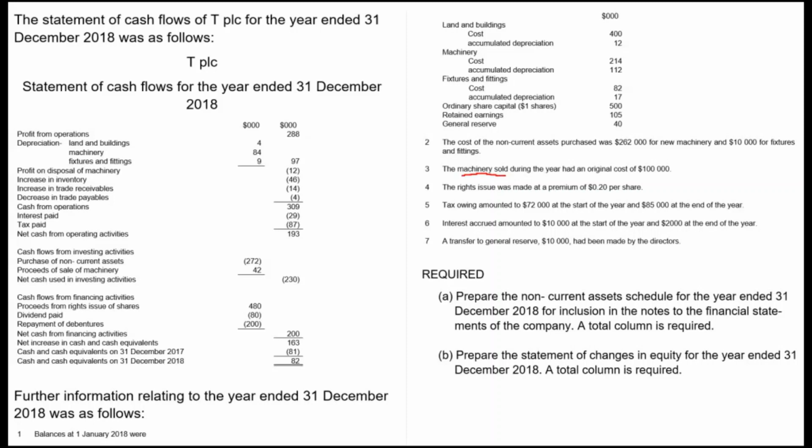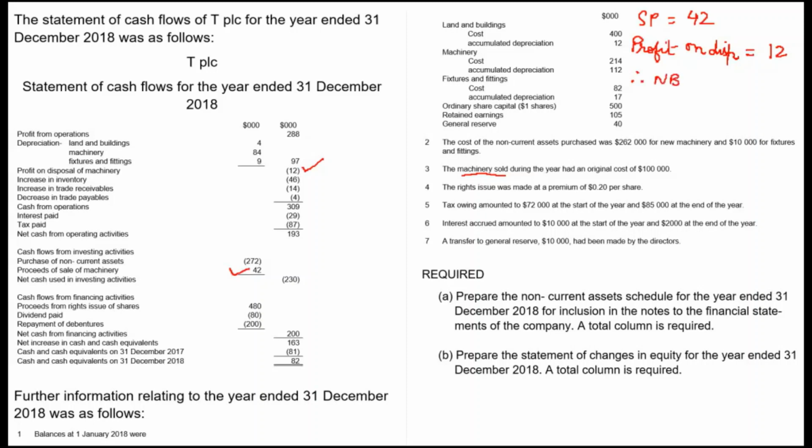No other non-current asset has been sold. Machinery has been sold for $42,000. That means the selling price of machinery is $42,000. There is a profit on disposal of machinery of $12,000. So we will write profit on disposal, that is $12,000. So machinery that has been sold for $42,000 has made a profit on sale of $12,000.